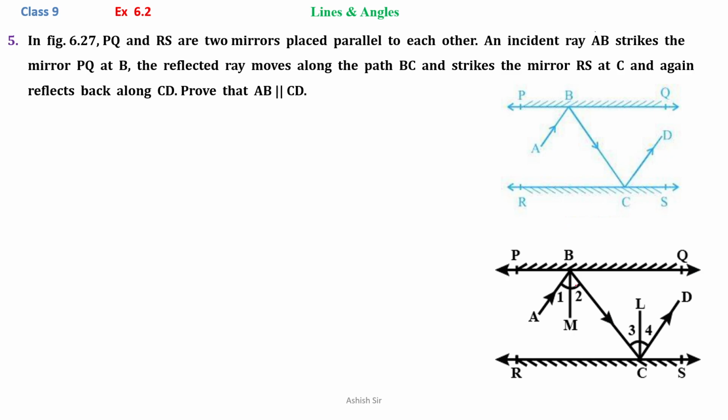Now to prove this, we have taken a normal line to the first mirror, that is BM, and the other normal line through the second mirror, that is LC. Now we see that the normal line is making 90 degrees with the mirror. So it is obvious. First of all, we write down the construction that we will draw BM perpendicular to PQ and CL perpendicular to RS.